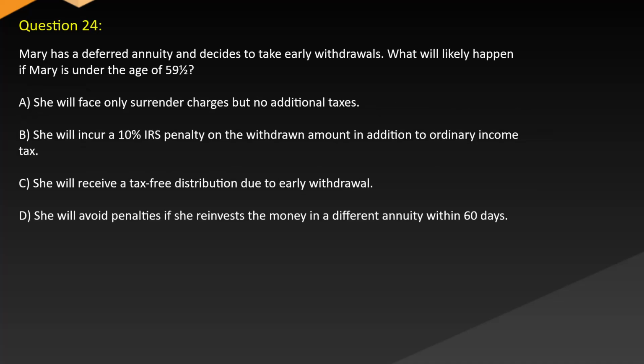Question 24. Mary has a deferred annuity and decides to take early withdrawals. What will likely happen if Mary is under the age of 59½? A. She will face only surrender charges, but no additional taxes. B. She will incur a 10% IRS penalty on the withdrawn amount in addition to ordinary income tax. C. She will receive a tax-free distribution due to early withdrawal. D. She will avoid penalties if she reinvests the money in a different annuity within 60 days.